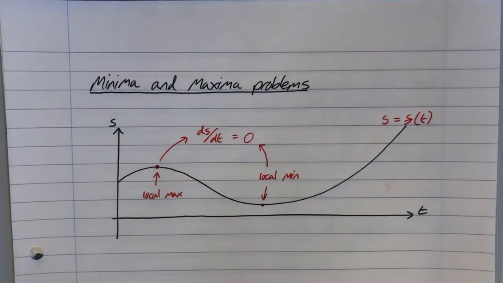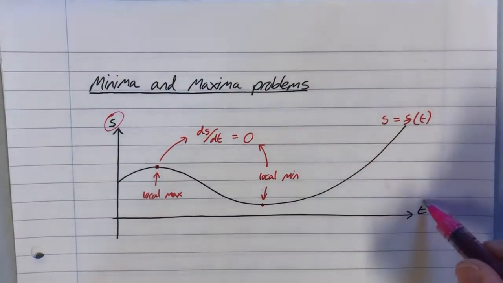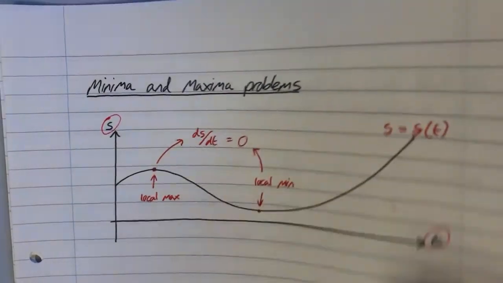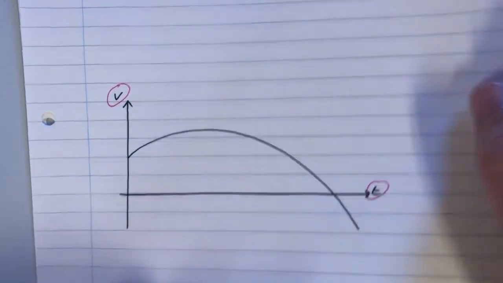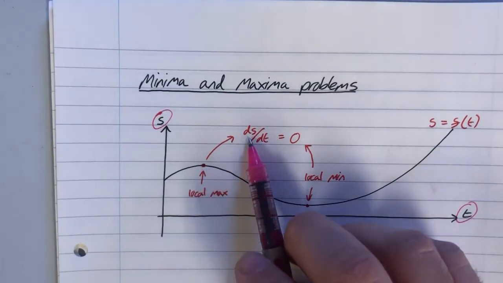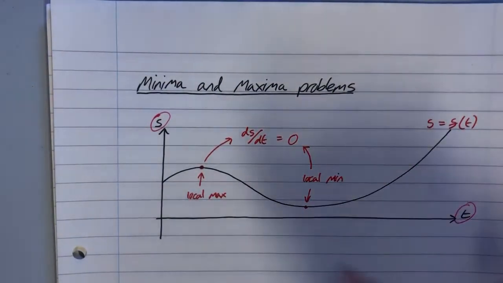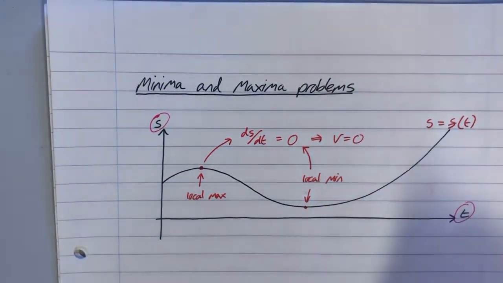Okay. I just want to also draw your attention to one other thing that can come up. Be careful with what variable you've got on the axes. Here we've got s against time, but you could be given a graph that's v against time. The turning points on these would mean different things. A turning point here would be ds by dt equal to 0. But we know from the previous video that that means v is equal to 0, because ds by dt is equal to v.